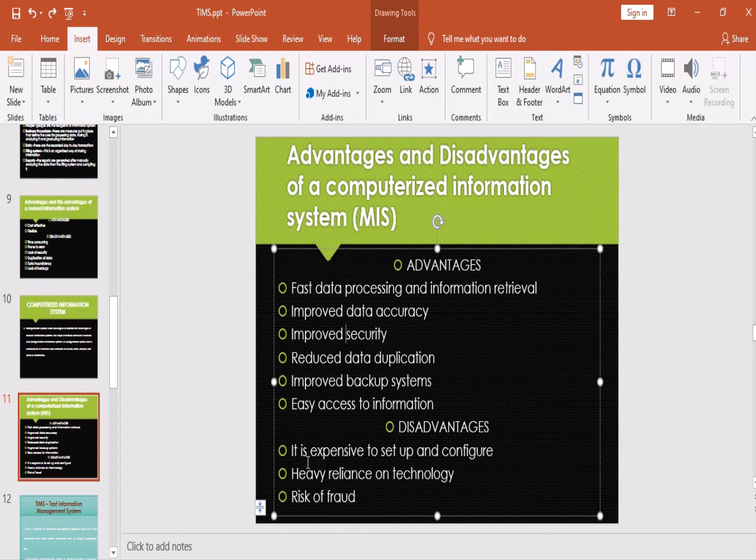These are the advantages of the computerized information system, and it also has disadvantages. It is expensive to set up and configure, there is heavy reliance on technology, and there is a risk of fraud. So it will not be fully secure; whether manual or computerized, the data will not have 100% security. So these are the two types of information systems and their advantages and disadvantages.